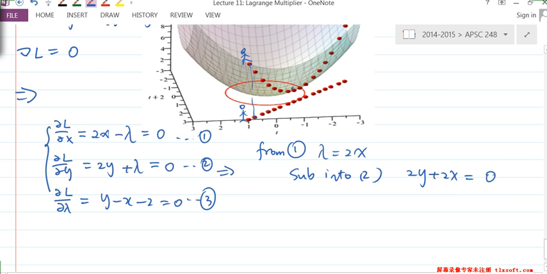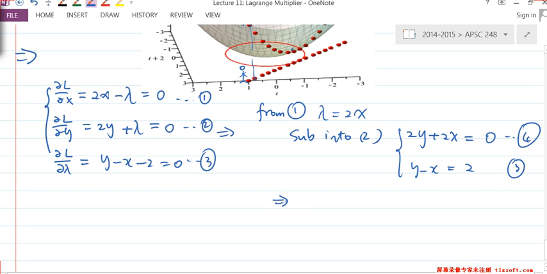And combine this one, number 4, with which one, to solve for x and y? Combining these two to solve for x and y is pretty easy. You can multiply the bottom one by 2, then add them together.